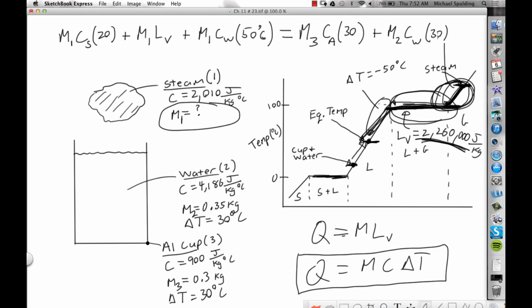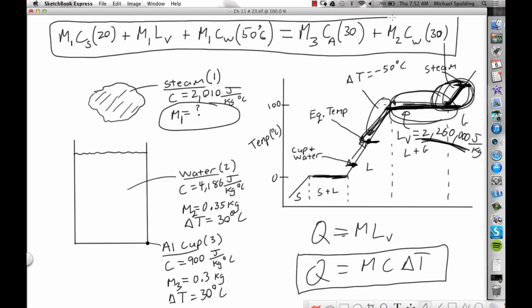If you look at this equation, the only thing we don't know is M1. Solve this for M1, and you're going to get 0.0207. If you look in the book, they convert that to 21 grams. Just round that to 21 grams, which is the answer. Heat loss equals heat gain, but the steam goes through 3 steps.